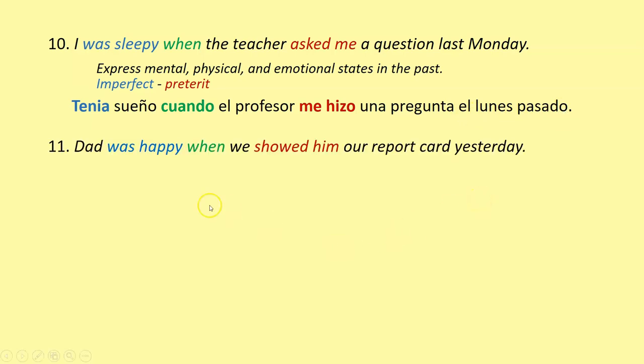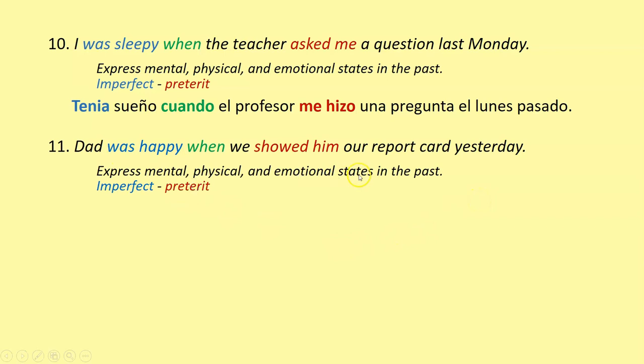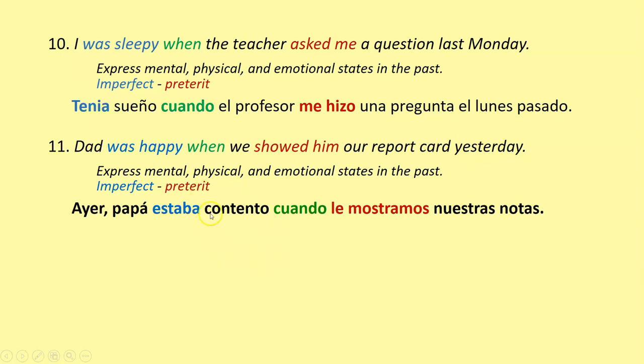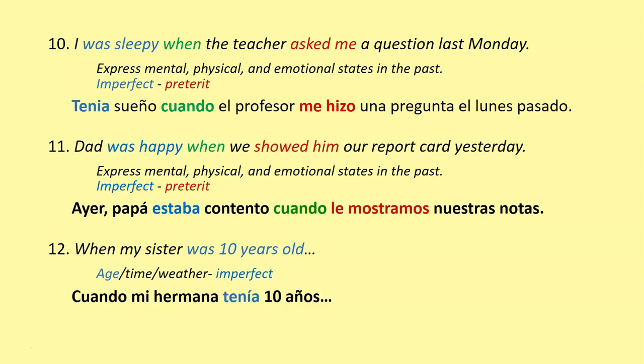Número 11. Dad was happy, an emotional state, in the imperfect, followed by the word when, that is telling you that one of these verbs should be in the preterite. Since this is already in the imperfect, this is the only verb that we have here that should be in the preterite. Ayer, papá estaba contento cuando le mostramos nuestras notas. Número 12. When my sister was 10 years old, age is always in the imperfect. Cuando mi hermana tenía 10 años.